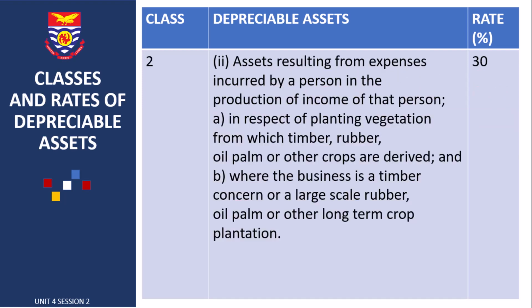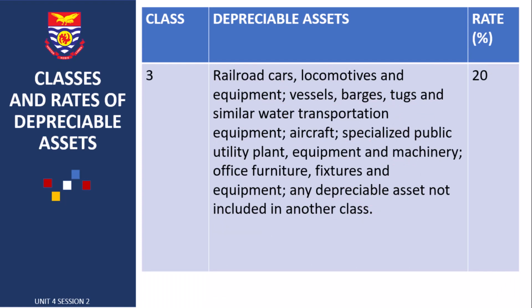Under class 2, we have assets resulting from expenses incurred by a person in the production of income of that person in respect of planting vegetation from which timber, rubber, oil palm or other crops are derived, and where the business is a timber concern or a large-scale rubber, oil palm or other long-term crop plantation, also 30% reducing balance method.